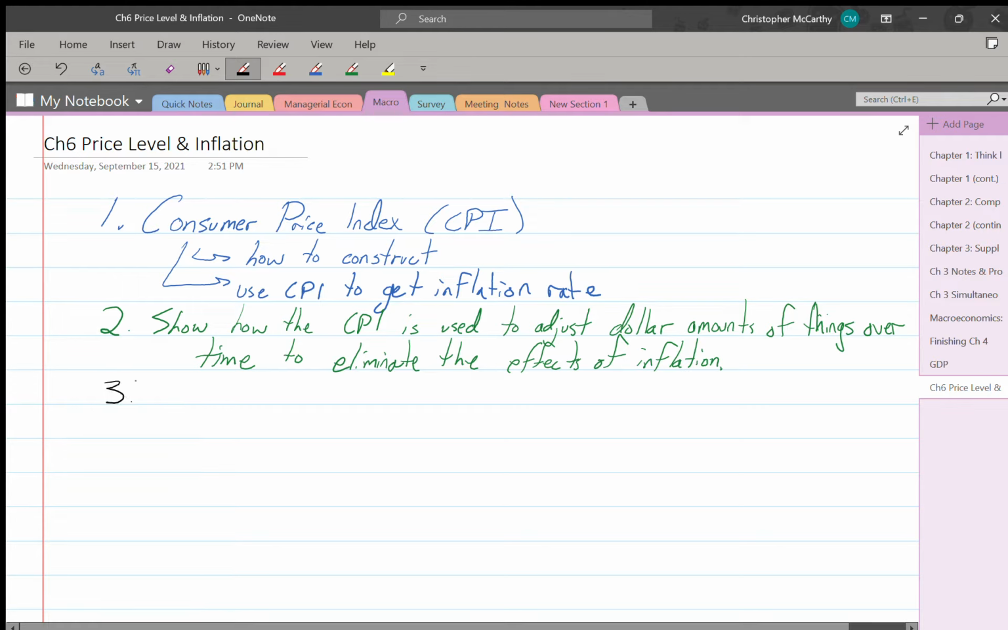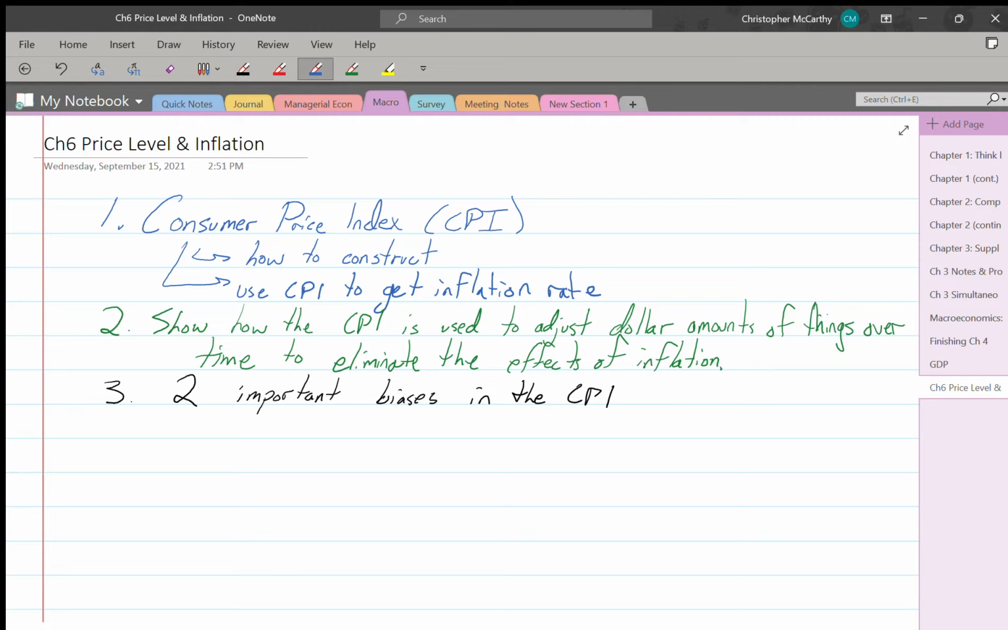We're going to discuss the fact that, like all models in economics, there are some drawbacks. So there's two important biases in the CPI. So we'll talk about those. We will distinguish between, and then lastly, there's kind of a subpoint in there that we'll get over.